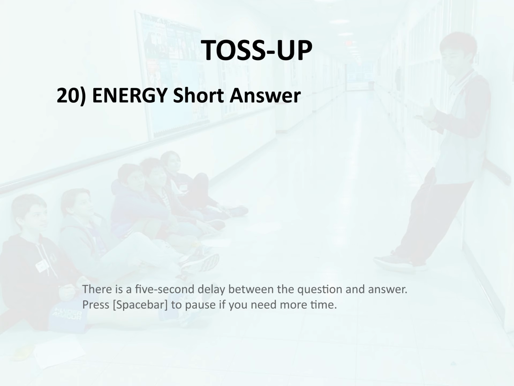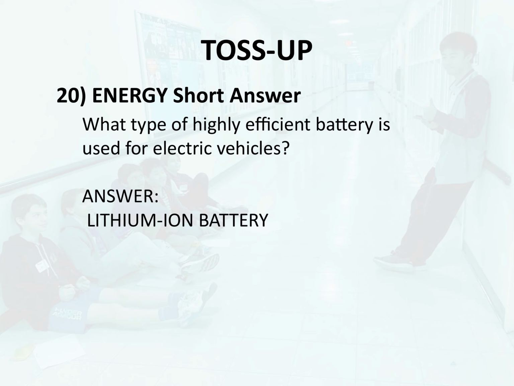Toss-up 20. Energy. Short answer. What type of highly efficient battery is used for electric vehicles? Answer: Lithium-ion battery.